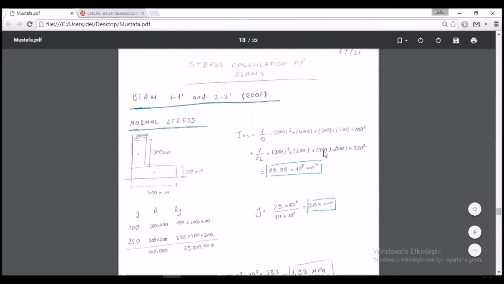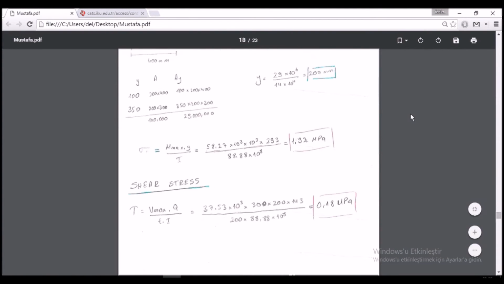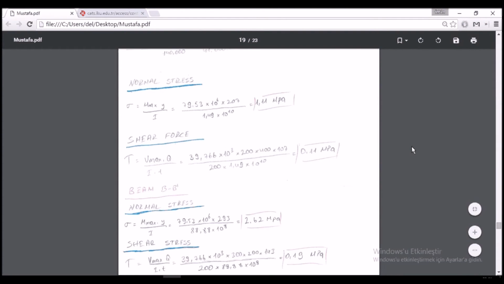From this page, we started to calculate stresses on our beams. Here we calculated stresses on beam 1-1 and 2-2 at roof. We found our L section's moment of inertia and we calculated our normal stress. As you can see, our beam AA has a T section, and first we found moment of inertia of our T section, and here we've calculated normal and shear stresses for our beam AA. And for our beam BB, we also calculated normal stress and shear stress.